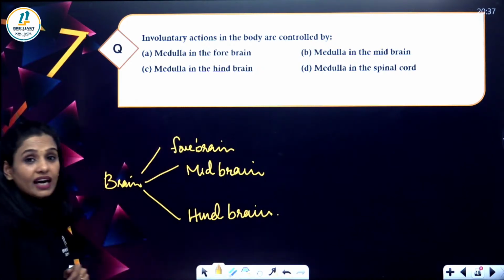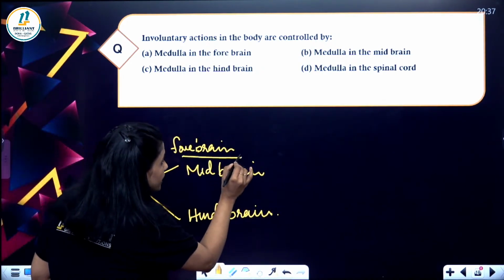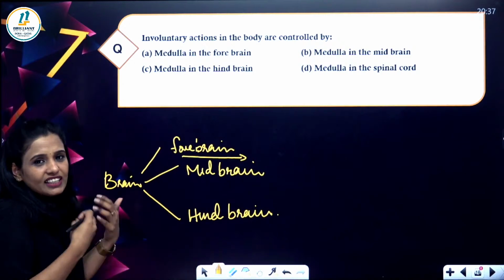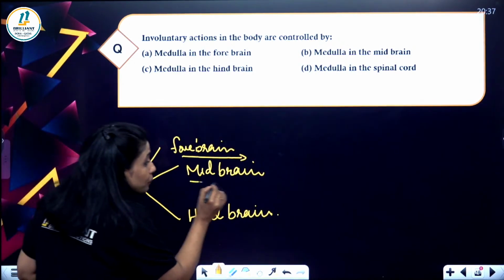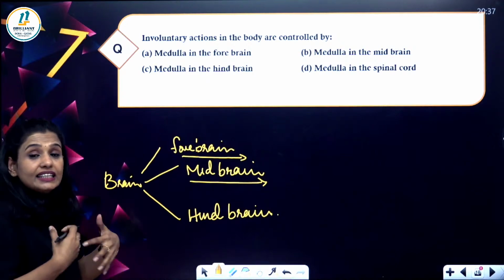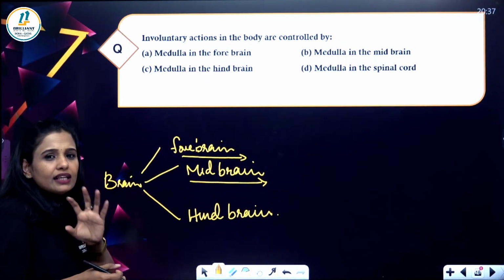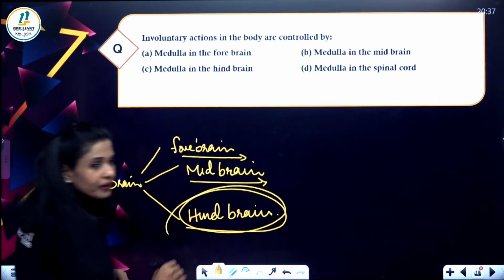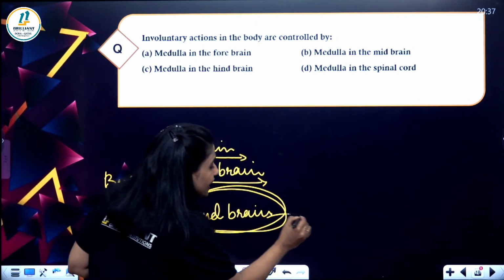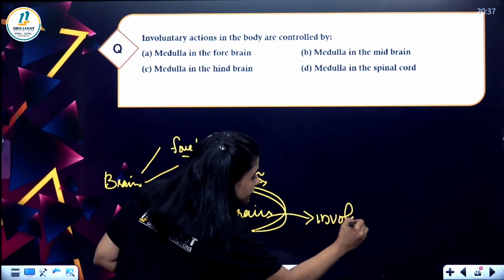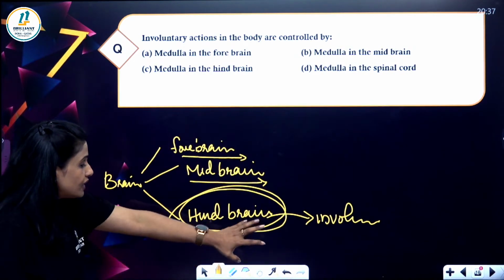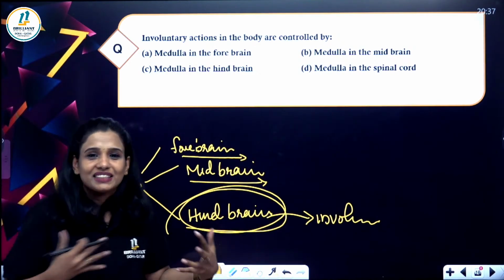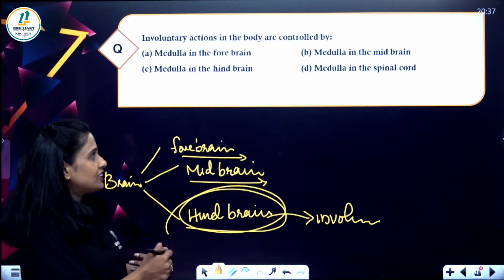Forebrain, midbrain and hindbrain. In that, forebrain controls all the voluntary actions and thinking, thought, imagination, memory, etc. Midbrain is a relay station which sends messages to mainly the visual and hearing areas. And hindbrain is the area of all involuntary actions. All involuntary actions are controlled by our hindbrain. So, which is the correct option here?